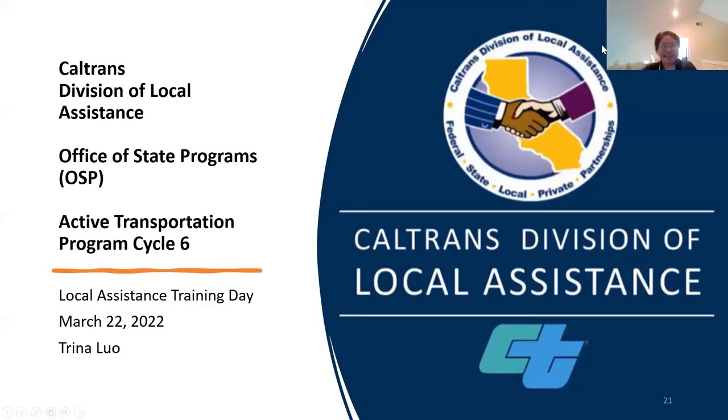Thank you, Desiree. Good afternoon, everyone. This is Trina from Caltrans Headquarters Local Assistance OSP office. And my topic today is what has been changed in 2023 Active Transportation Program Cycle 6. ATP program was created in 2013 by Senate Bill 99 and Assembly Bill 101. It combined several federal and state programs to make California a national leader in active transportation. Next slide, please.